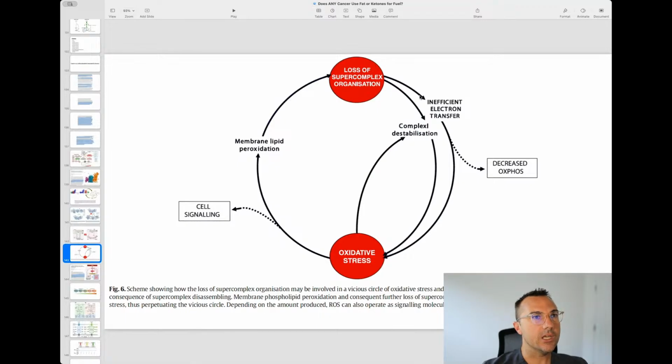It's better shown here as the gestalt, because you have a loss of supercomplex organization, inefficient electron transfer, and decreased OXPHOS. That inefficient electron transfer leads to oxidative stress within the membranes and within the mitochondrial DNA. That leads to membrane lipid peroxidation, and cristae will fall apart, especially when cardiolipin, a very important membrane lipid, is oxidized. Then you lose more supercomplex, and it becomes a vicious cycle that leads to what we're talking about here. So that's what Seyfried's saying here.